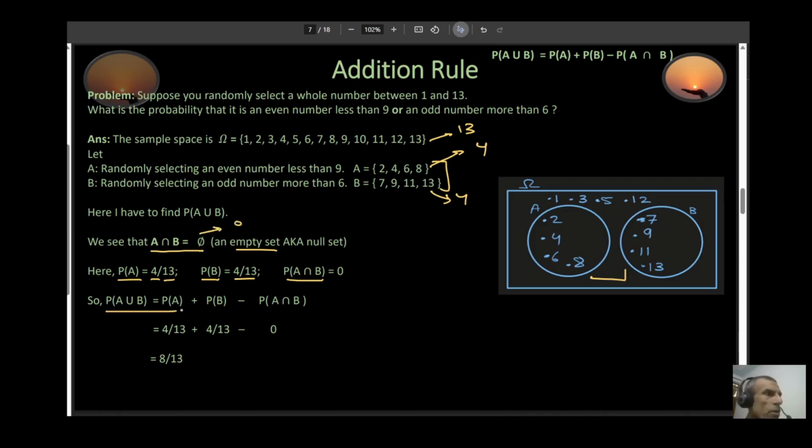So I'm using my formula right here, probability of A or B, and put in your numbers, PA, PB, and PA intersection B, and your answer will come out to be 8 over 13.